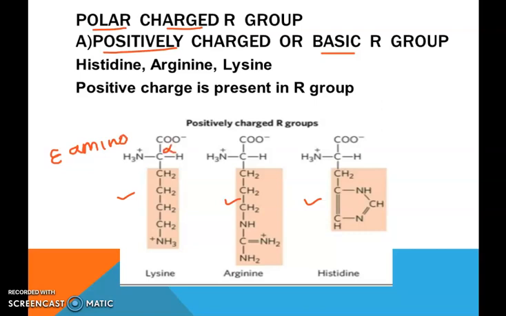We know that this is the alpha carbon, then this will be beta, this will be gamma, delta and epsilon. This amino group is attached to this epsilon carbon. So we can say that the R group here is epsilon amino. Next one is arginine. Arginine has a guanidino group. Now histidine. Histidine has an imidazole group.